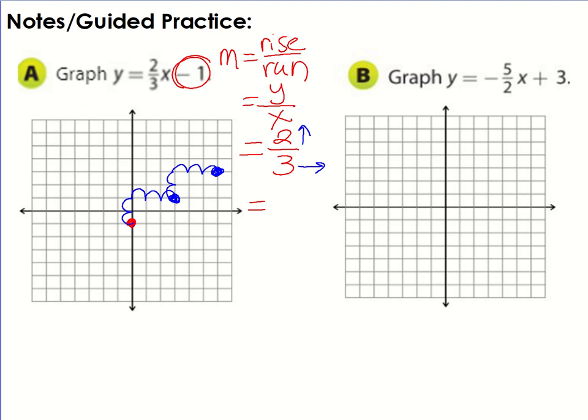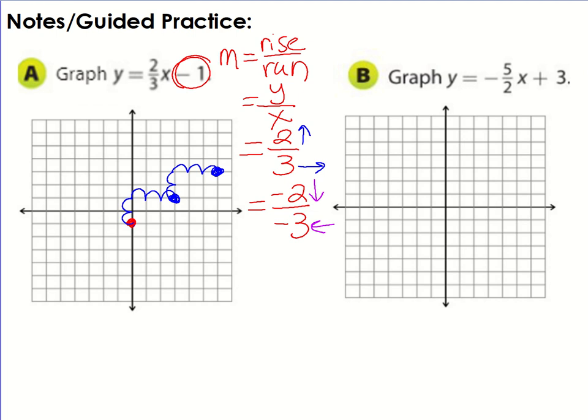So the other thing we can do is I can actually go -2 over -3. And all I did was take the opposite of everything. So this was +2, +3. Now I'm going to do -2, -3. But I really didn't change anything, because a negative over a negative is a positive. I'm just going the opposite direction. So notice on the first one I went up. This one makes me go down. That's the opposite. The first one I went to the right. This one makes me go to the left. Notice it is the opposite.